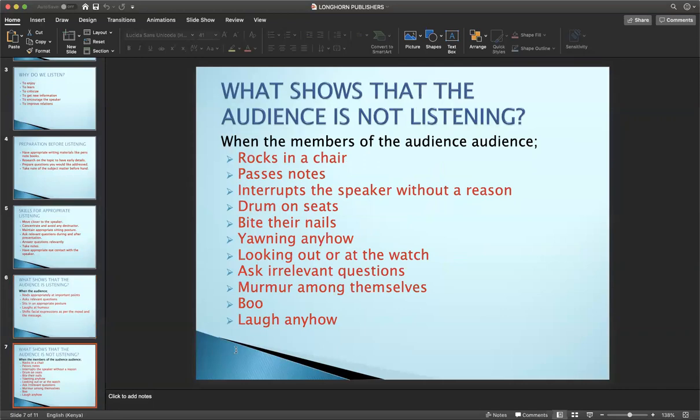There are others that you will notice that the audience is not actually listening when the members of the audience are rocking in a chair. They pass notes among themselves. They interrupt the speaker without a reason. They drum on seats, biting their nails. They yawn anyhow. It shows that they are tired and they are not listening to the speaker. They keep looking out or even looking at their watches.